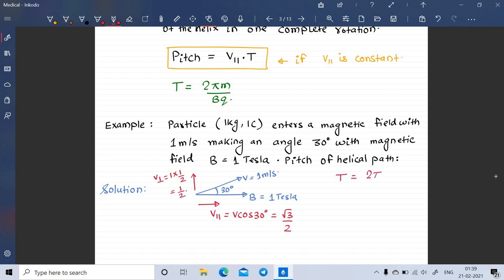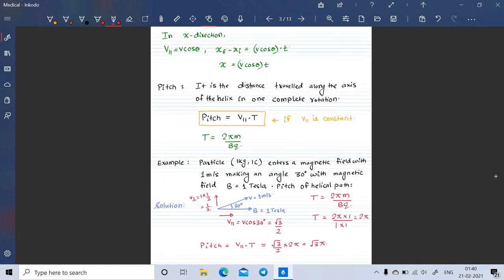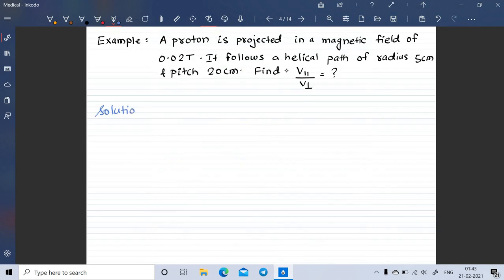Therefore, time period will be 2 pi m by bq. So time period is this, and pitch will be this, so this is root 3 pi, correct? Pitch then will be root 3 pi.